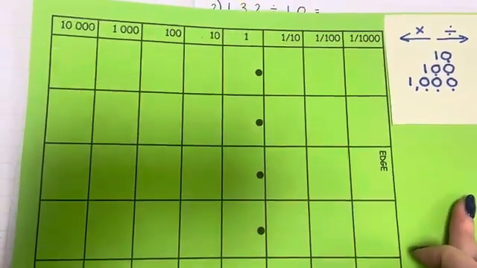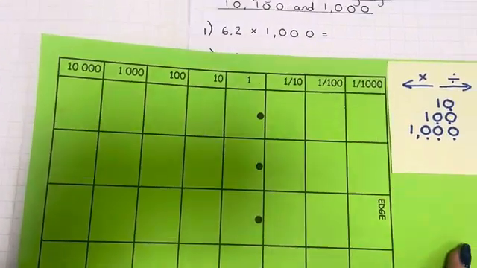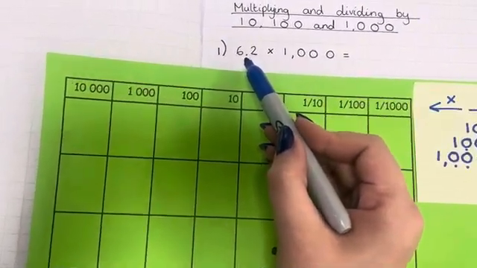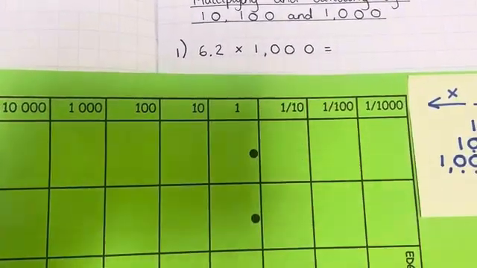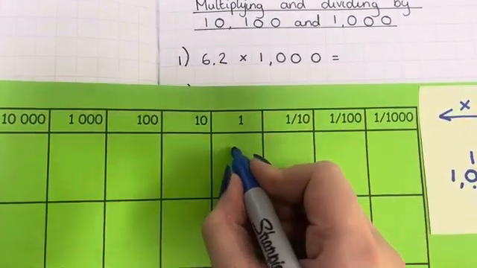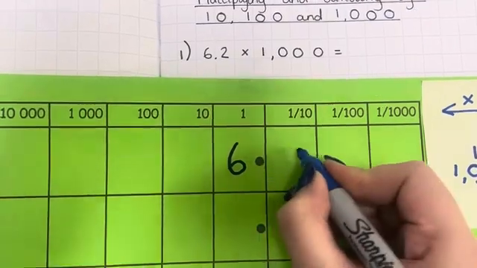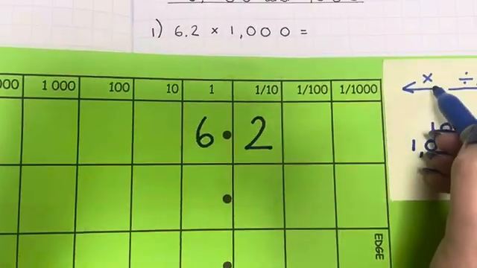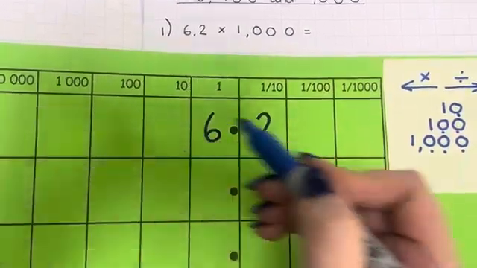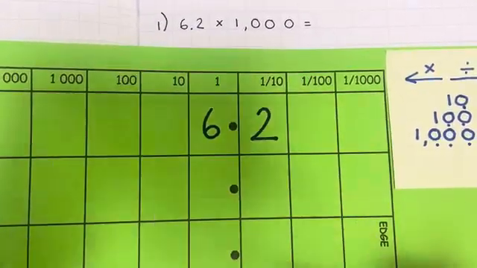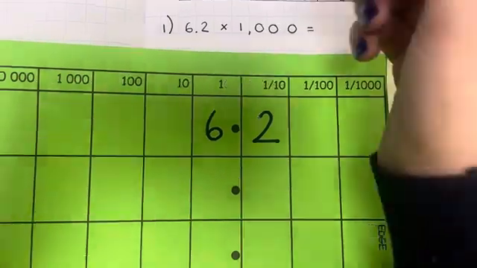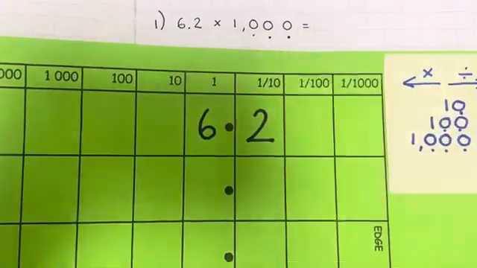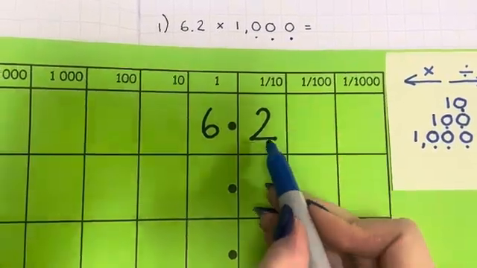Let's have a look at an example question using our place value grid. This question says 6.2 times 1000. 6.2. We are multiplying the number, therefore it is getting bigger, and we need to move the numbers to the left. We are multiplying by 1000, so we need to move the numbers three places.